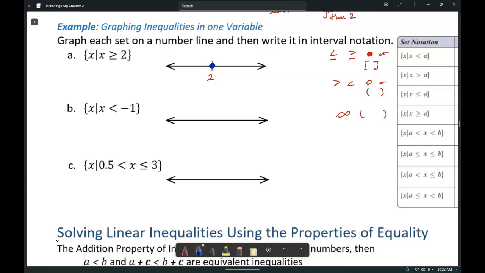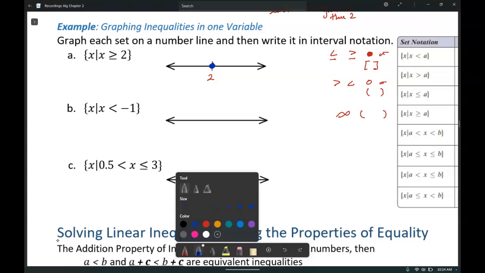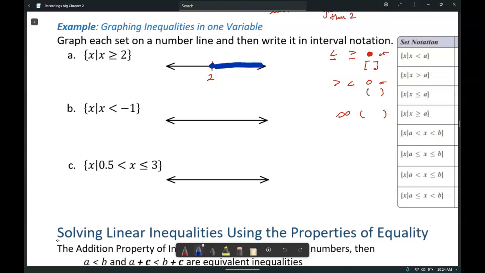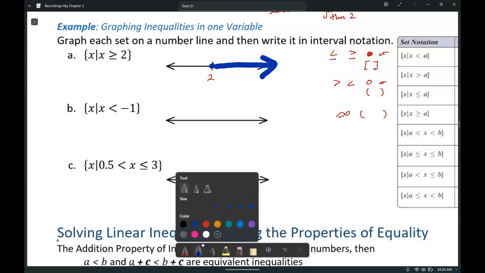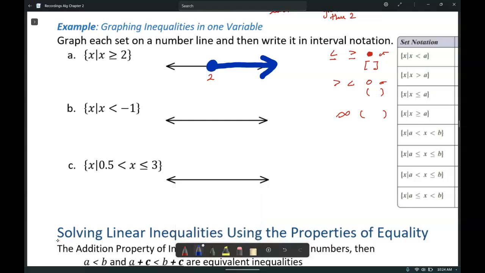Since x needs to be greater than 2, we want all the values that are larger than 2. So we're going to go ahead and shade in the right-hand side and go off in the positive direction. So we have our point here.